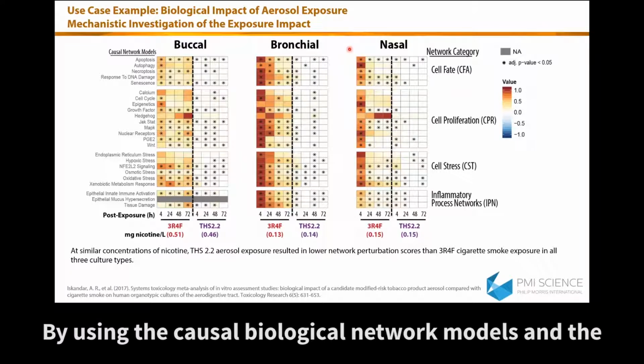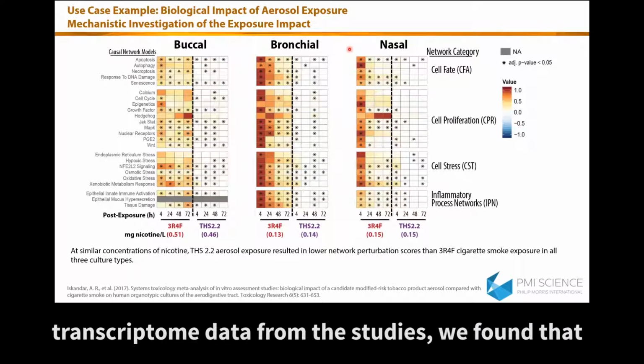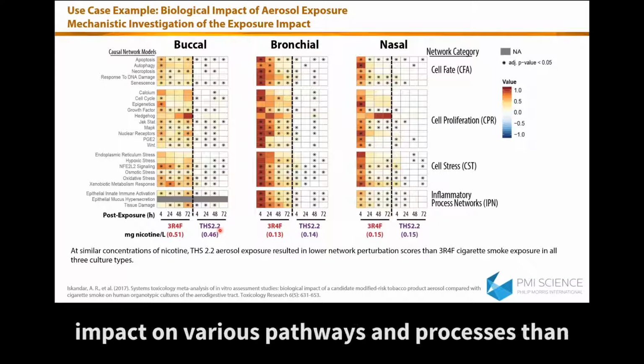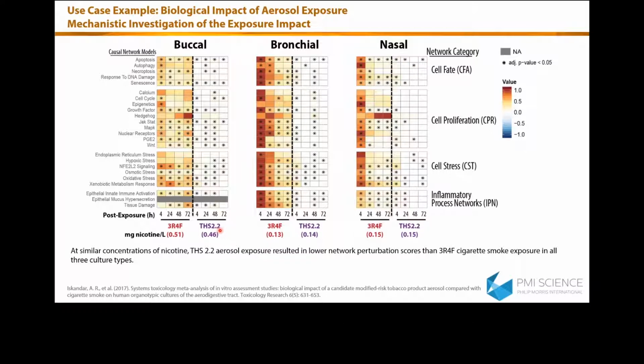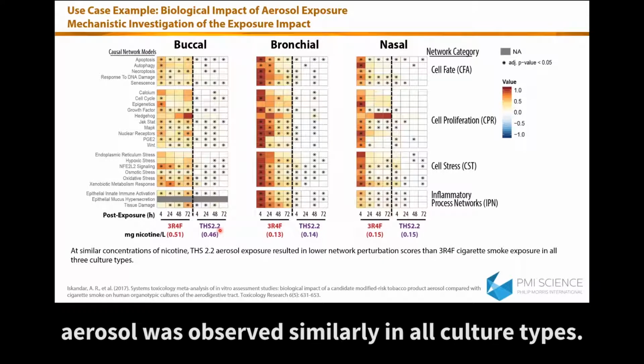Using the causal biological network models and the NPA algorithm described before, as well as the transcriptome data from the studies, we found that exposure to THS 2.2 aerosol resulted in a lower impact on various pathways and processes than exposure to 3R4F cigarette smoke. The reduced impact following exposure to THS 2.2 aerosol was observed similarly in all culture types.